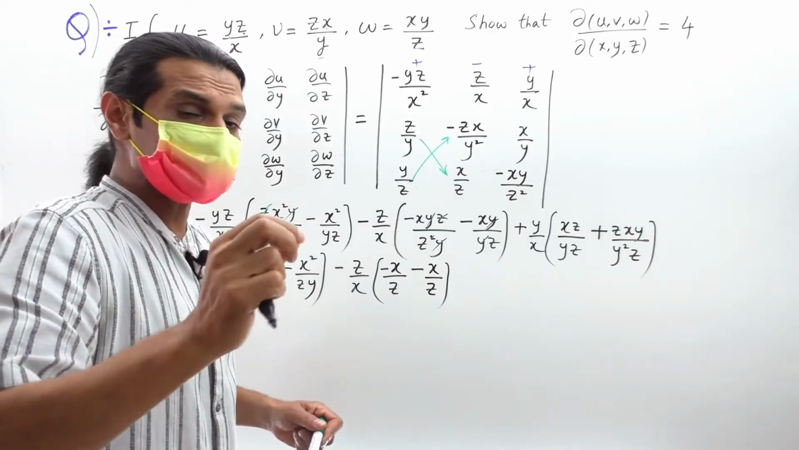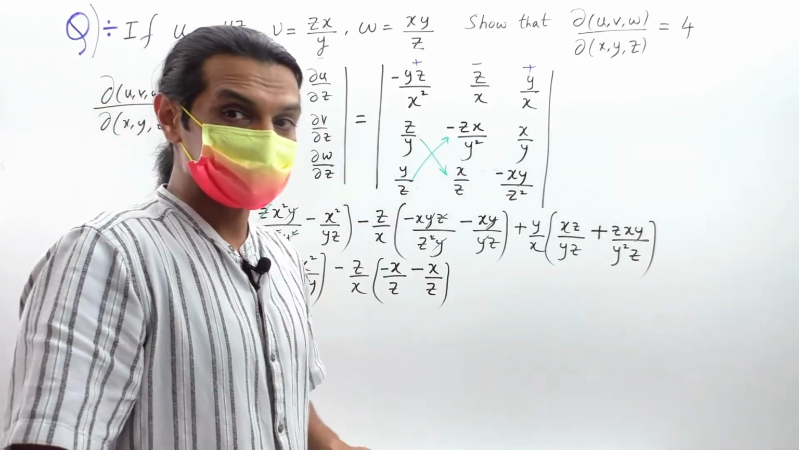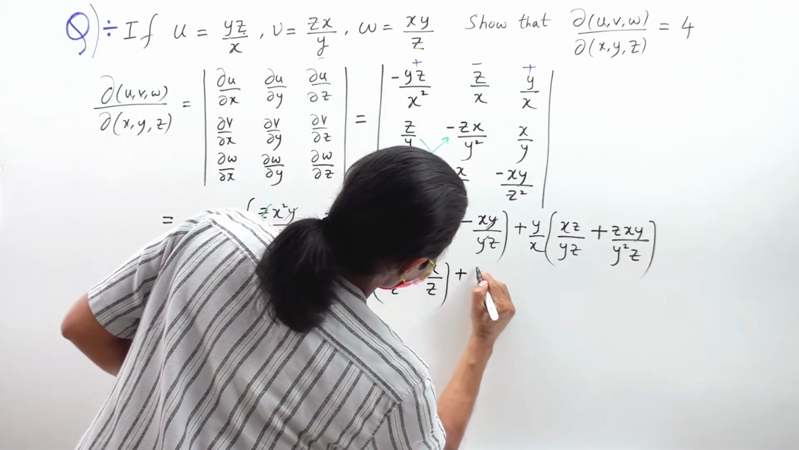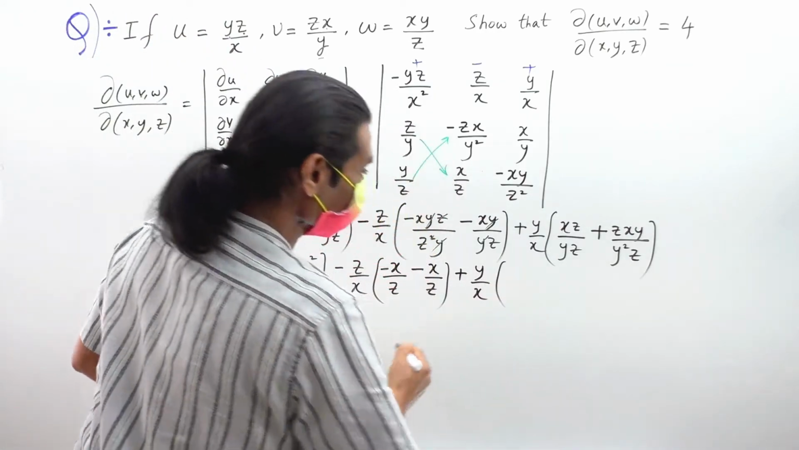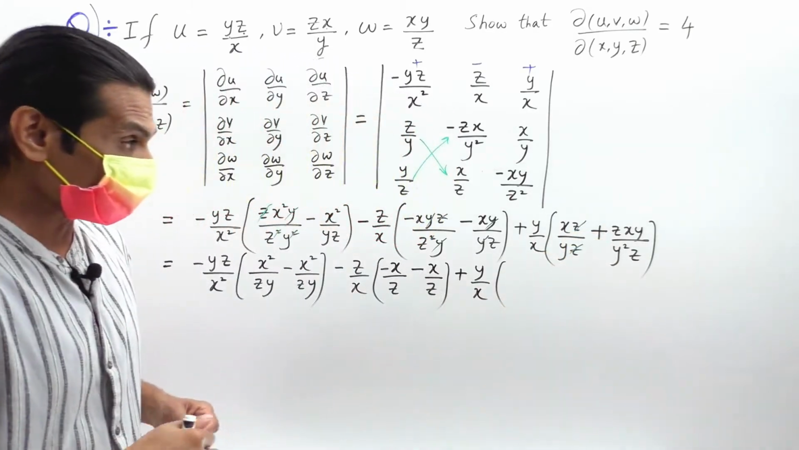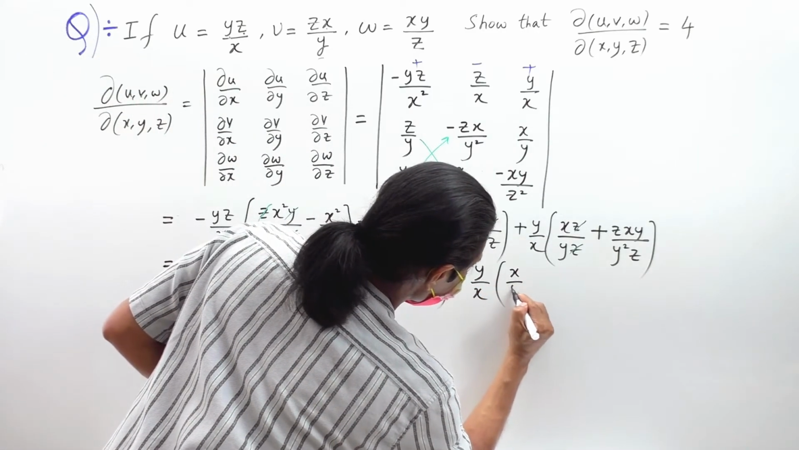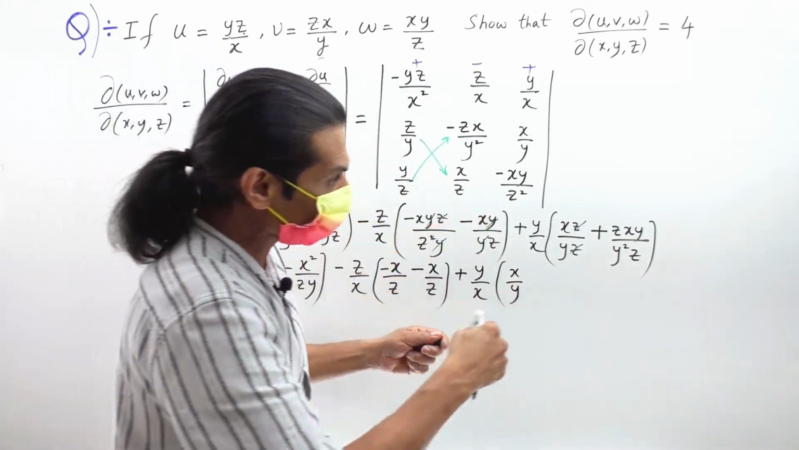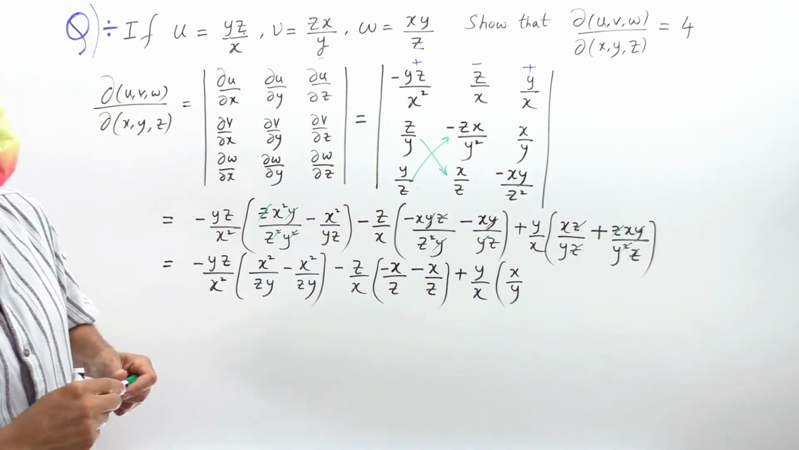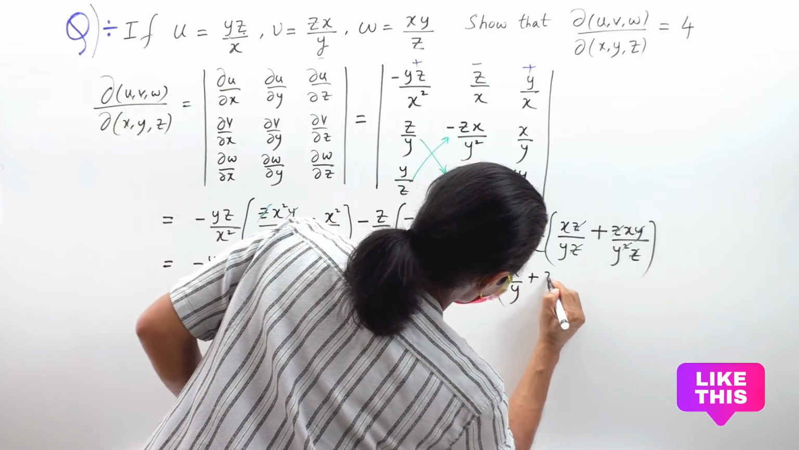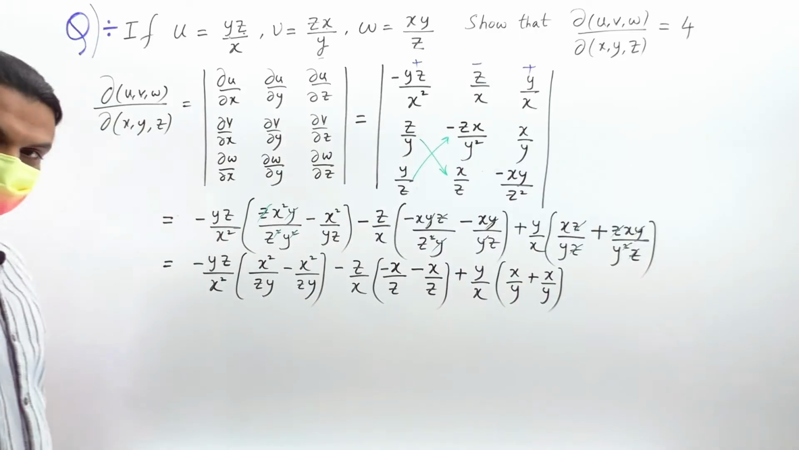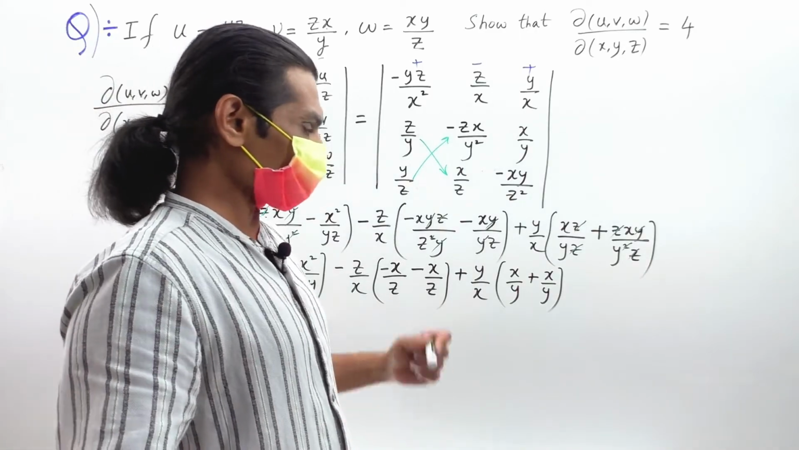I am doing each and every step here. So practice along with me. You will be benefited from this. Okay. So plus y by x into, again tell me what, z and z cancels here. So x by y, and here similarly see here z and z cancels, y and y cancels. What remains? x by y. So plus x by y. Done. Understood?